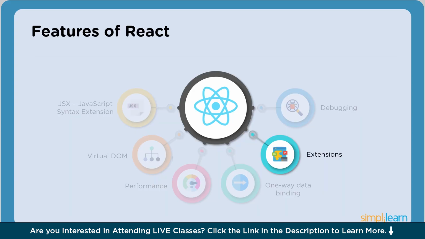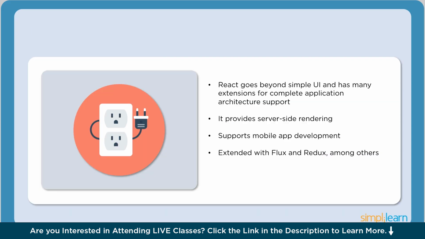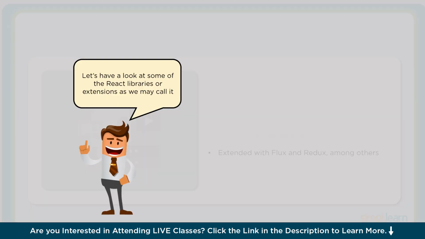The next important feature is extensions. React has many extensions that we can use to create full-fledged front-end applications. It provides server-side rendering, which means that the application is rendered on the server rather than in the browser. React Native, which is a React extension, is used for developing mobile applications. There are many other extensions that React provides for every scenario in web development. Now let's look at a few of them.